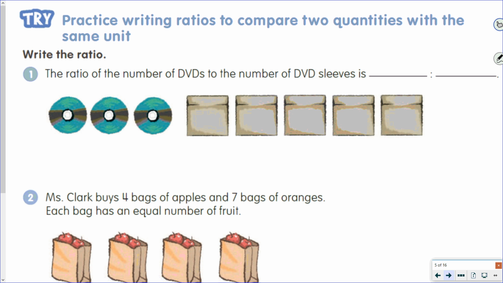So for our examples here, we want the ratio of the number of DVDs to the number of DVD sleeves. Since DVDs is listed first, we count that. We have 3. And then DVD sleeves is listed second, so we count that, and we get 5. So 3 to 5 is our ratio of DVDs to DVD sleeves.